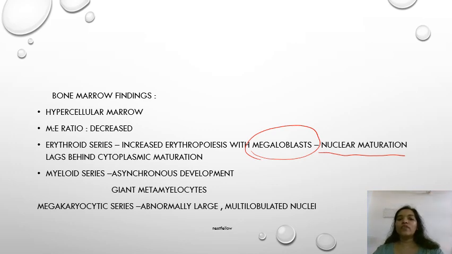Similarly, in the myeloid series of cells also, we can see asynchronous development and also giant metamyelocytes. The cells will appear so large. And the megakaryocyte series also shows abnormally large multilobulated nuclei.